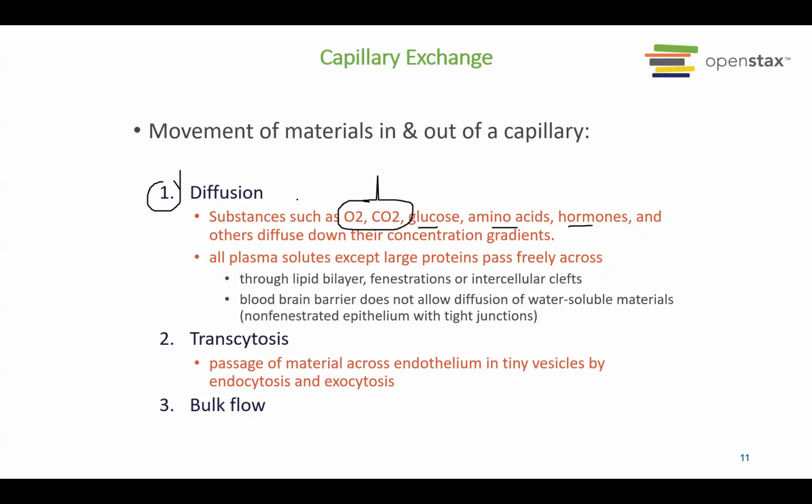Okay, so diffusion is part of the passive transport. Remember, there are two types of transport: passive transport and active transport. Now, the second type of movement is called transcytosis, which is an active transport using vesicles. It's called the vesicles that carry the materials from one side to another side. So basically, the materials will be carried by smaller kind of organelles.